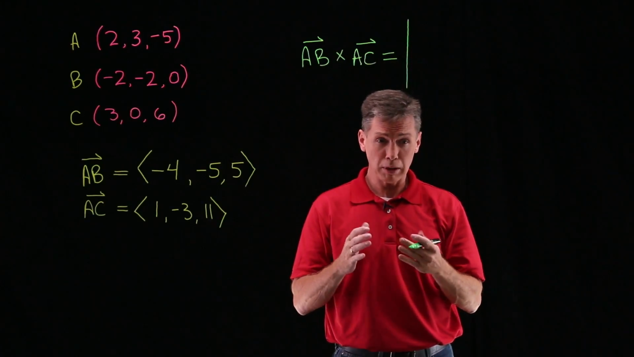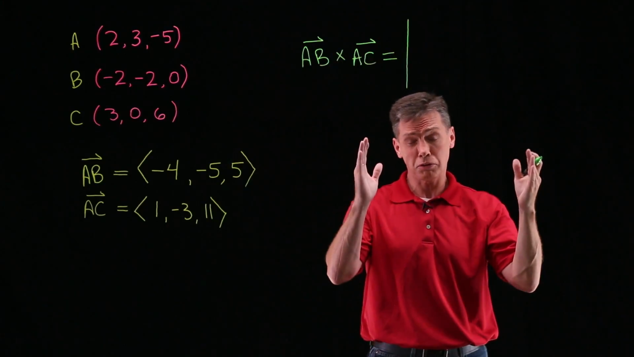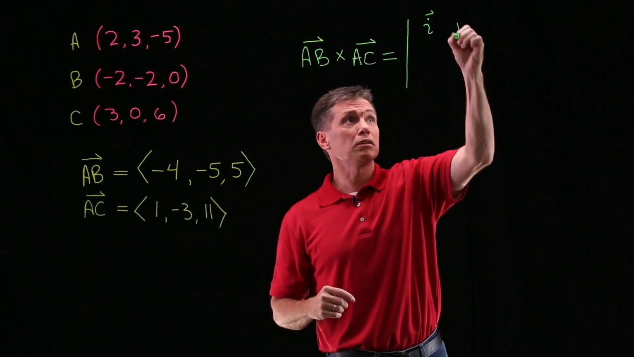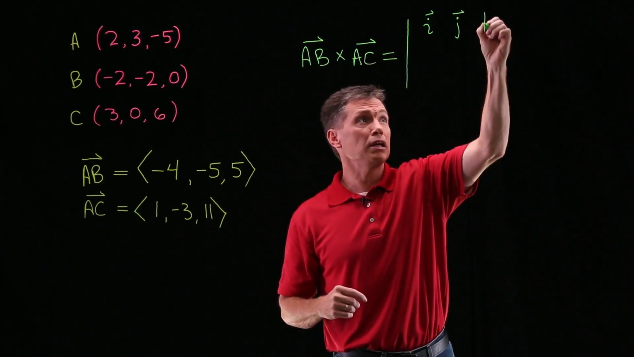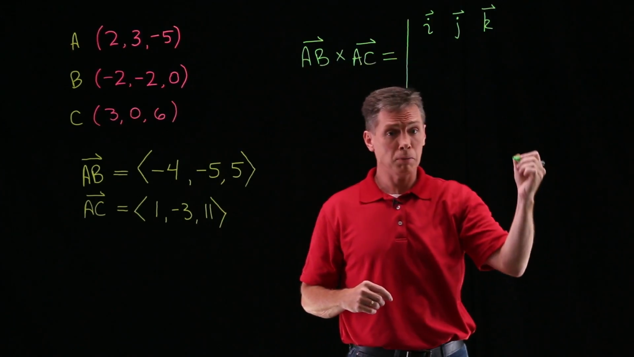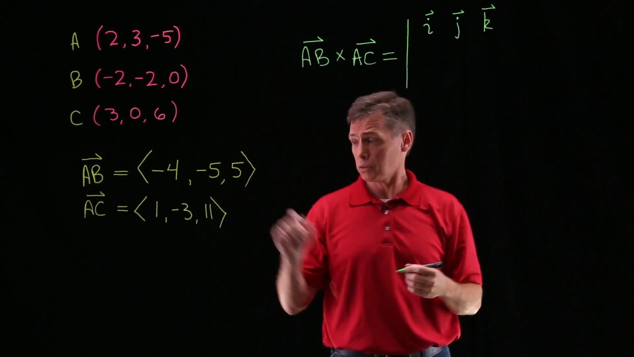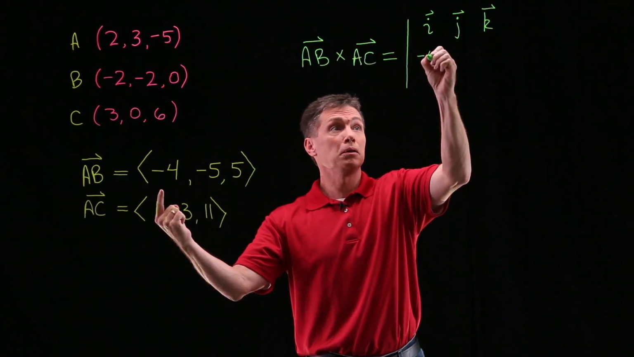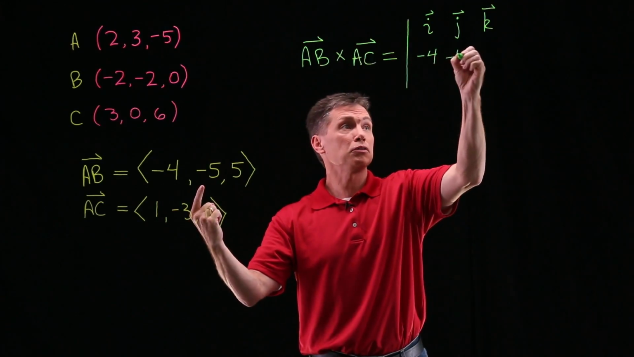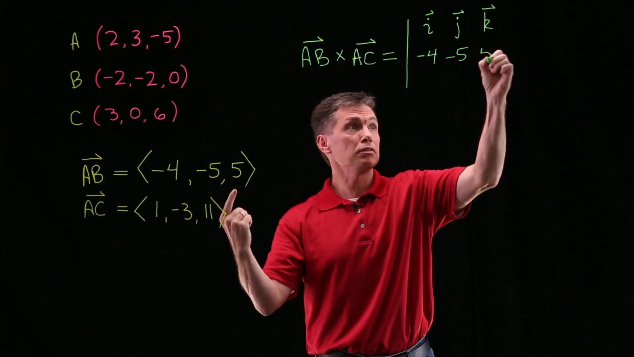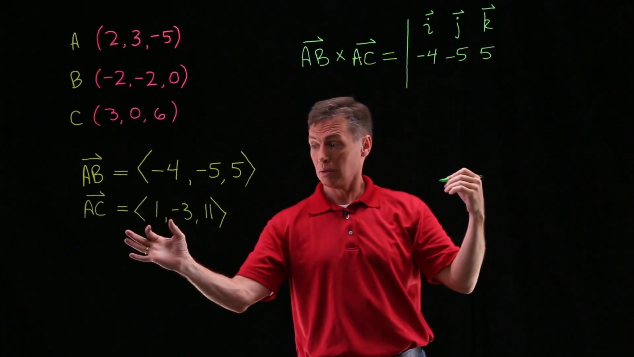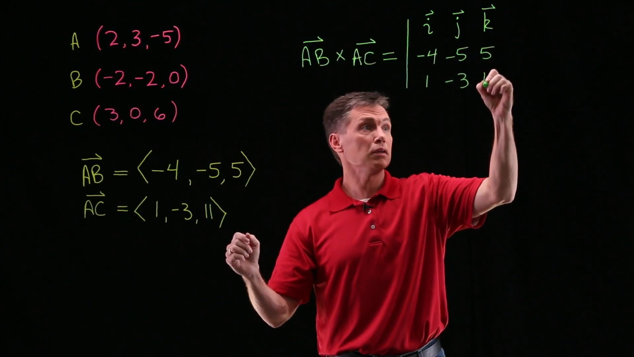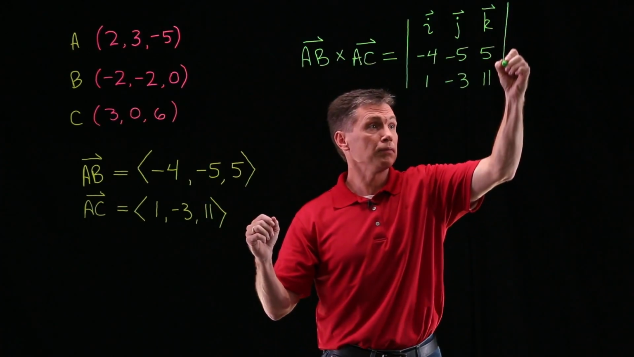Now we've also been learning the cross product in this lesson. And the cross product, one of the best ways to calculate it is with this determinant form, where what we have is the I vector, the J vector, and the K vector written as the top row. And then your other 2 rows of this will be these components. So I'm just going to go from left to right. -4, -5, 5. And then the bottom row, these components. 1, -3, and 11.